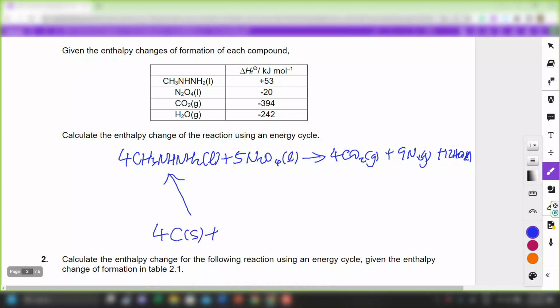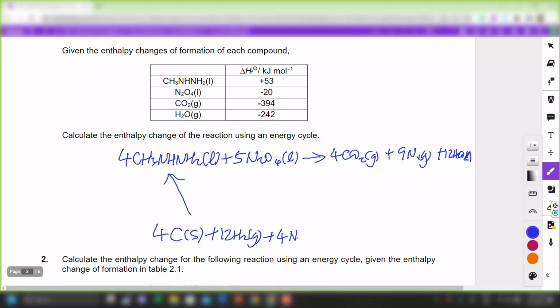Plus how many hydrogen? That's 2, 3. 3 plus 3 is 6, and then 6 times 4 is 12. So that will be 12 H2 gas. After that, I'm going to add up the nitrogen. So that's N plus N, that's 1 N2, and then 4 N2 in total.